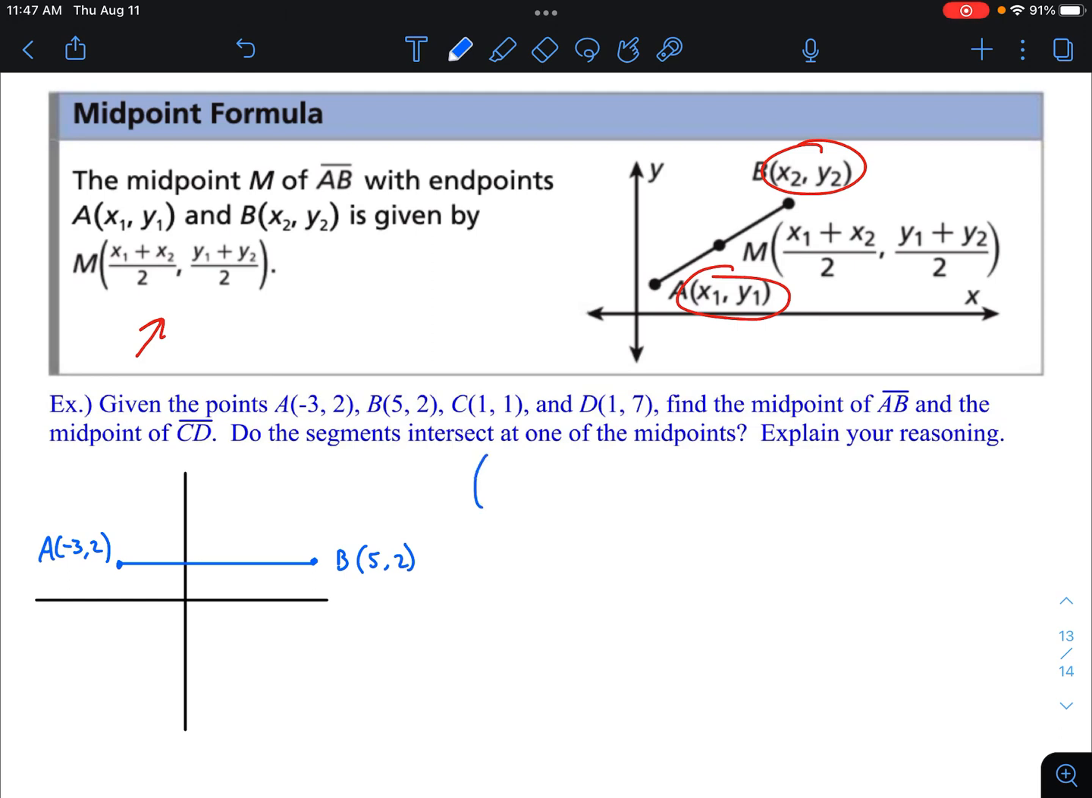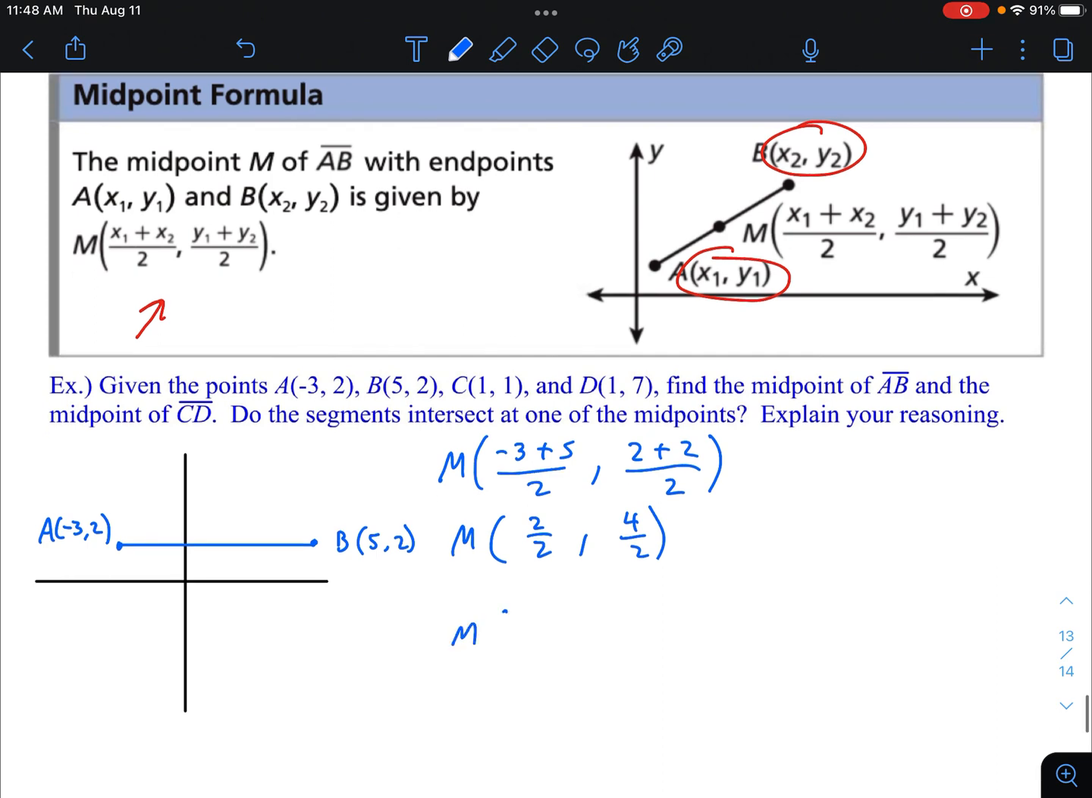So if I'm averaging the x's, I'm going to take -3 plus 5. Those are the two x values. Divide those by 2. Add my two y values, which are both 2, divided by 2. And the midpoint, which I'm going to call M: -3 plus 5 is 2, 2 divided by 2 is 1, 4 divided by 2 is 2. And our final answer would be (1, 2), about right there. That would be our midpoint M, (1, 2).